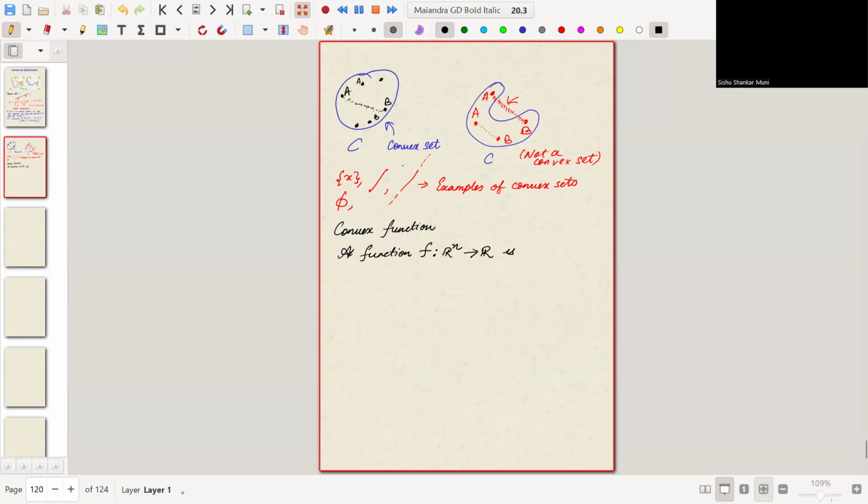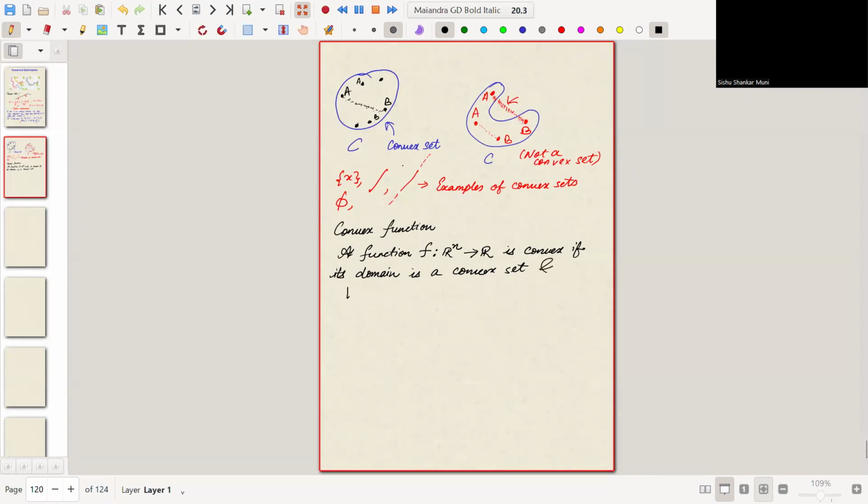Your function f is convex if, very basic, you should know the domain of the function. If its domain is a convex set. So a function is said to be convex if its domain is a convex set, and you know what is a convex set. So function f is said to be convex if the domain of the function is a convex set.